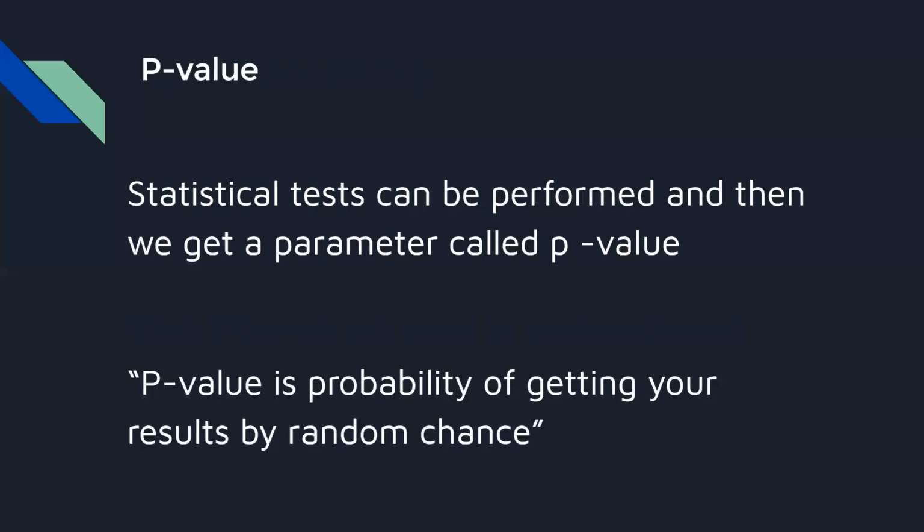So we have a parameter called the p-value that predicts if results were obtained by random chance or by the actual effect of the drug, and helps us to select the right hypothesis. The statistical parameter is called the p-value. It is the probability of getting the result by random chance. All right.